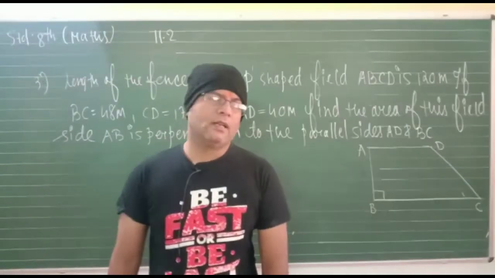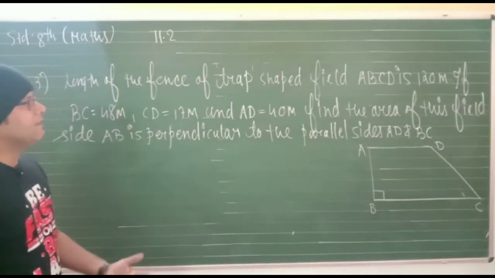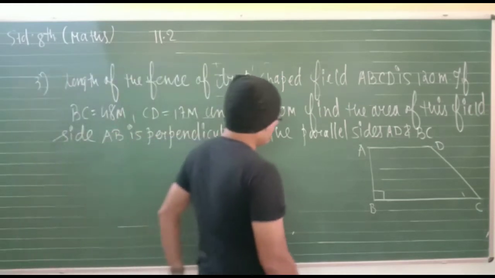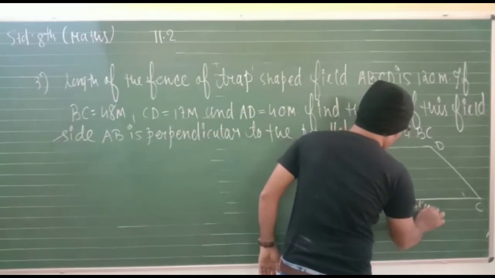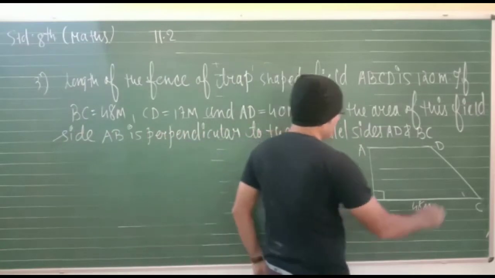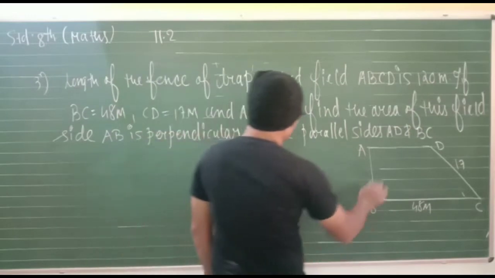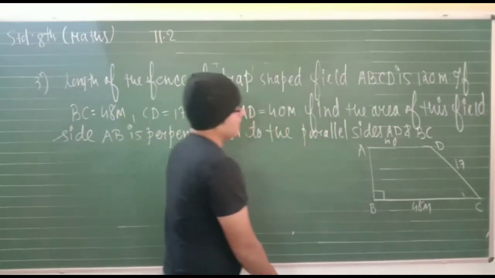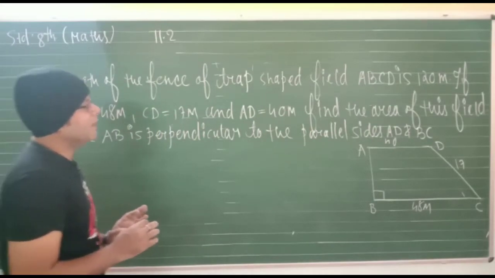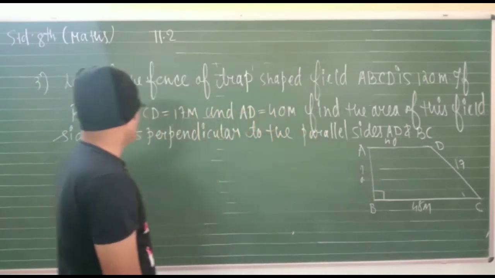And now sum number 3. Let's look at the question. Length of the fence of the trapezium shaped field ABCD is 120 meter. Here BC is 48 meter. Then CD, that is 17. AD, that is 40. See, total perimeter is given, that is 120 meter. You have to find first of all AB and then the area of the trapezium.